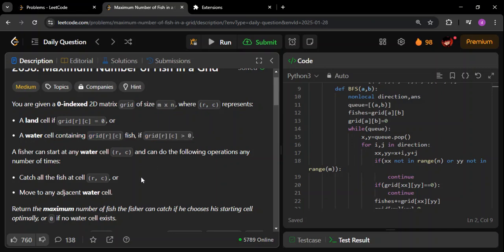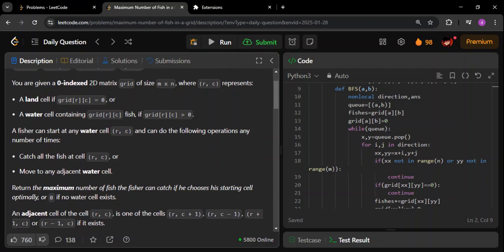Okay, now a fisher can start at any water cell r comma c, remember they're saying any water cell. Normally, what happens in graph algorithms in LeetCode especially, they will be giving that we should start at 0 comma 0 and end at m comma n. Something like that. But here it is slightly different. They are saying you can start at any water cell and do the following operations any number of times. Okay, these are the operations.